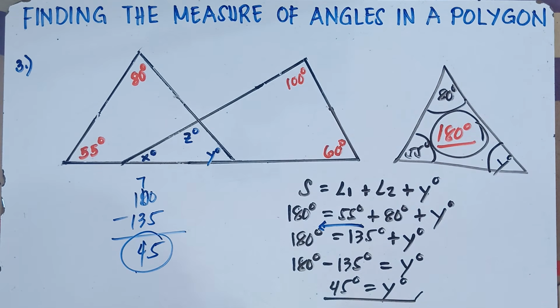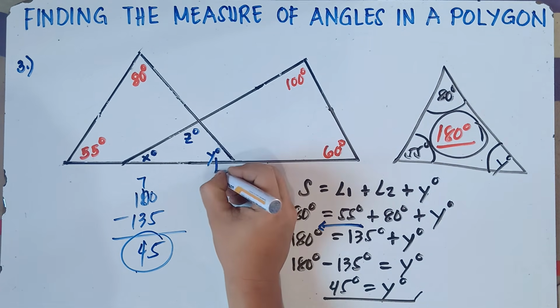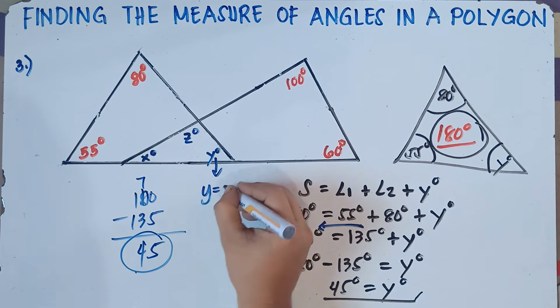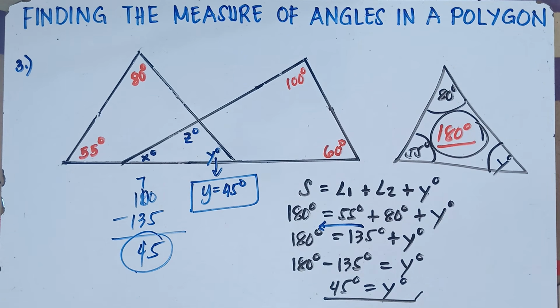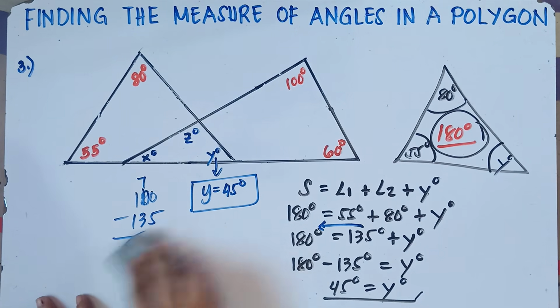So therefore, this y right here, I'll just put it here. y is equal to 45 degrees. All set for y. So this is 45 degrees. Alright, so what will be the value of this x, class? Can we find the value of x?